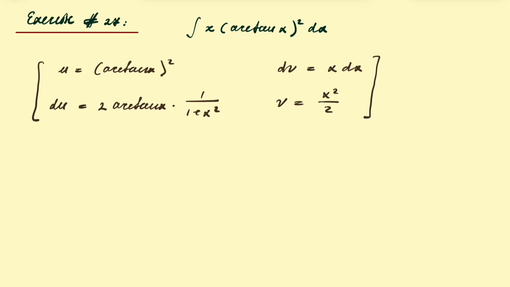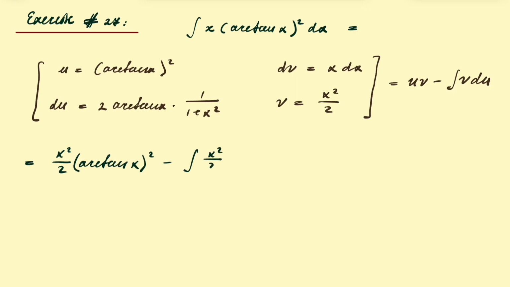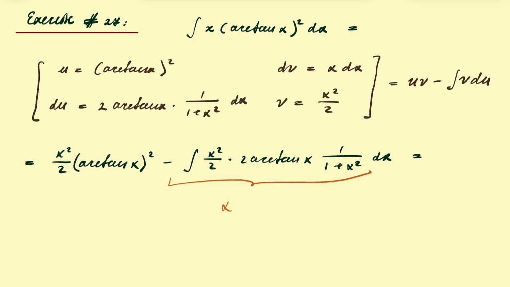Now keeping all that in mind, and also as a hint, let me write that we want the form of uv minus the integral of v times du, and let's proceed. So our integral is equal to uv, which is x squared over 2 times arctangent of x squared, and we subtract an integral of x squared over 2 times 2 times arctangent of x times 1 over 1 plus x squared, and dx. I forgot to write dx here. Yeah, now it's correct.